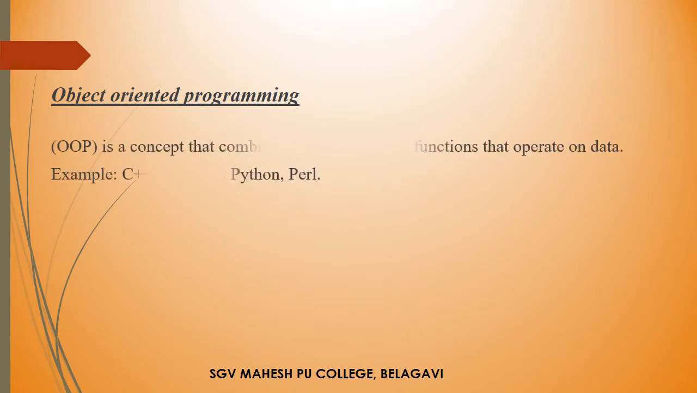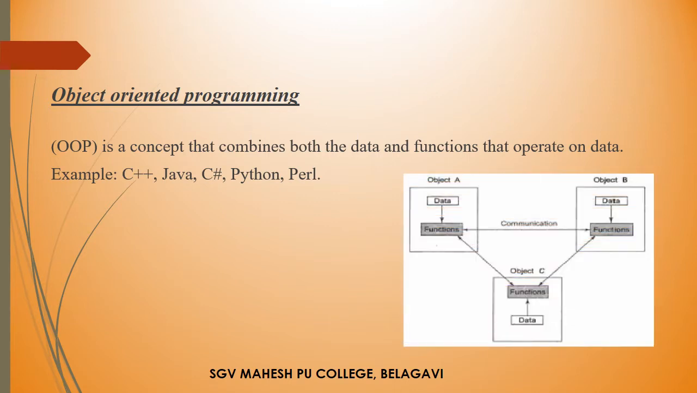Now this technique of object oriented programming provides advantages in the creation and development of software for real life applications. So what is object oriented programming? It is a model that combines data and functions into one single unit called an object.